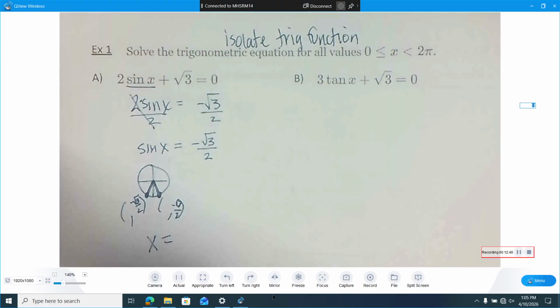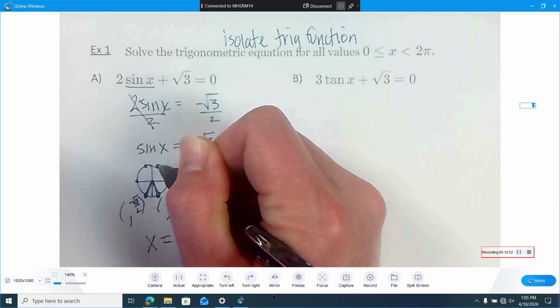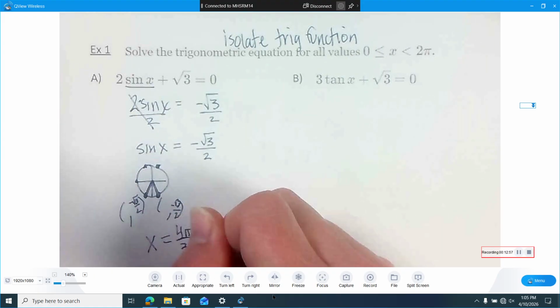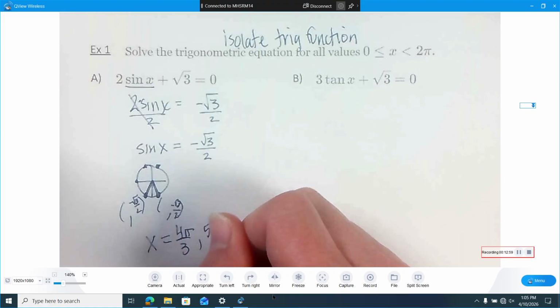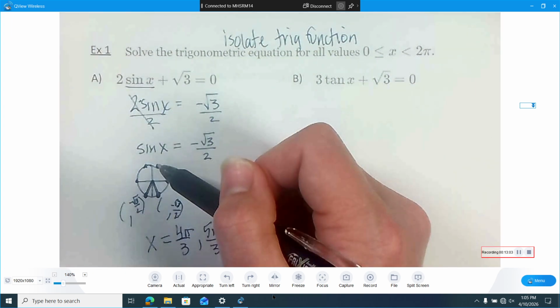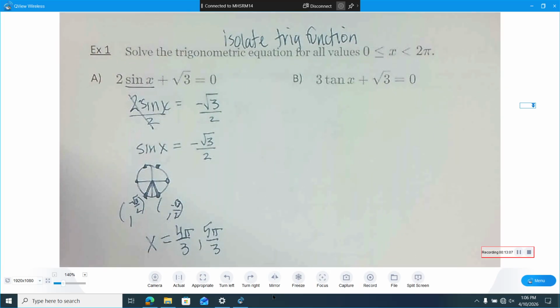What angle? Let's see. So that is 1 pi over 3, 2, 3, 4 pi over 3, and 5 pi over 3. Okay. 1 pi over 3, 2 pi over 3, 3 pi over 3, 4 pi over 3. You can check your answers.